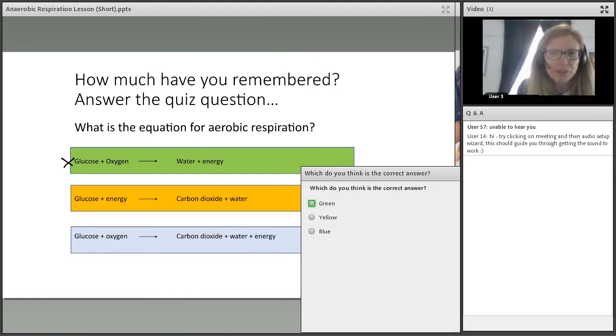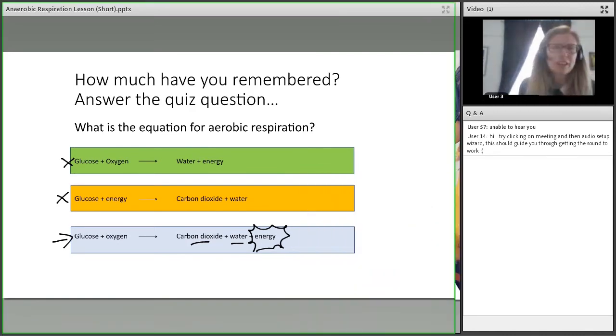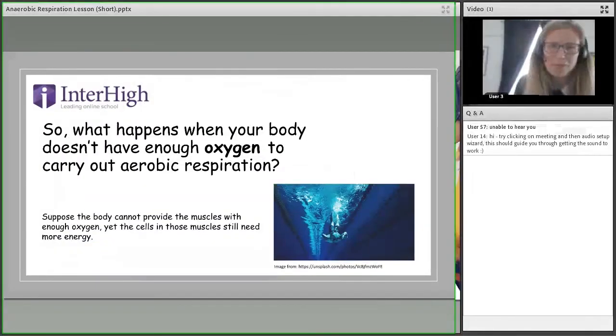Okay, so some of you chose the first one, glucose plus oxygen gives water and energy, but remember we saw evidence that carbon dioxide is produced in respiration when the person was blowing through the straw into the lime water, so we know there must be carbon dioxide there as well, so it can't be the first one. Then if we look at the second one, glucose plus energy gives carbon dioxide plus water. Well, we know we need to take in oxygen. Our cells need to gain oxygen in order to be able to carry out this process. So it can't be the second one. Therefore, if you chose the third one, that must be the correct one.